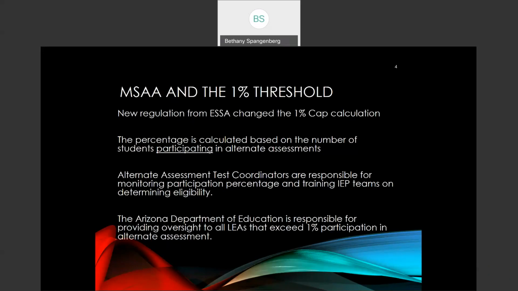ADE is responsible for monitoring LEAs that exceed 1% participation in alternate assessments. Although ADE cannot make eligibility determinations, we do monitor that the evidence supports the determination based on eligibility criteria. More information on the 1% threshold is presented in a separate webinar.